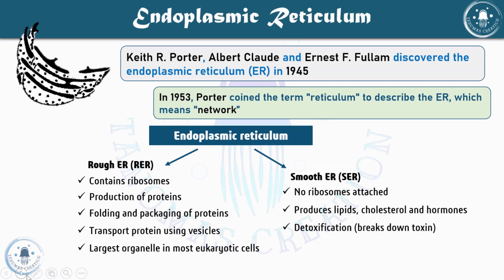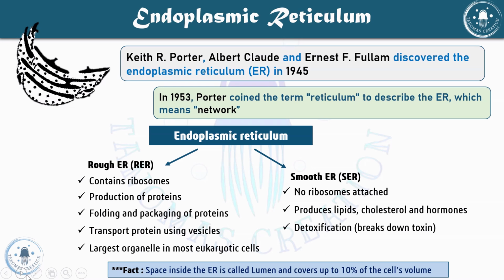These are the two parts of the endoplasmic reticulum, and this makes the endoplasmic reticulum a very important part of the cell. Now there's a fact related to the ER: it covers 10% of the cell volume. You can imagine how large it is. The space inside the ER is called the lumen. The inside portion of the ER is called lumen, and it covers up to 10% of the cell's volume.